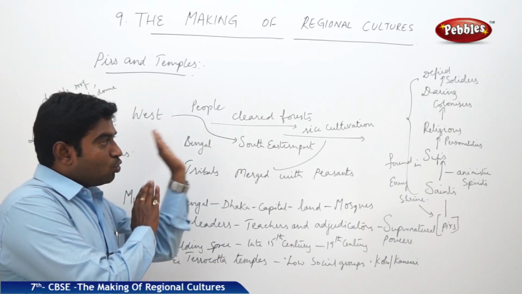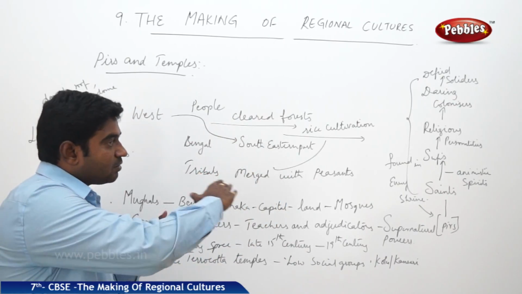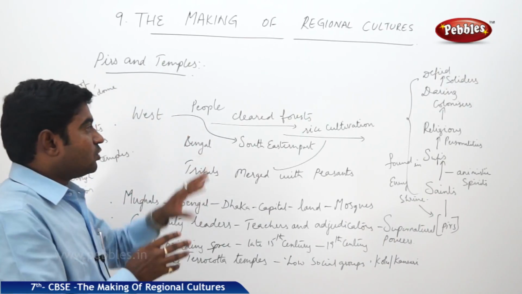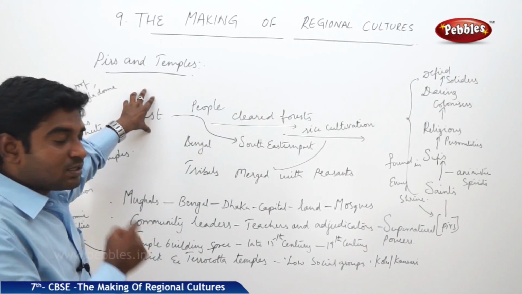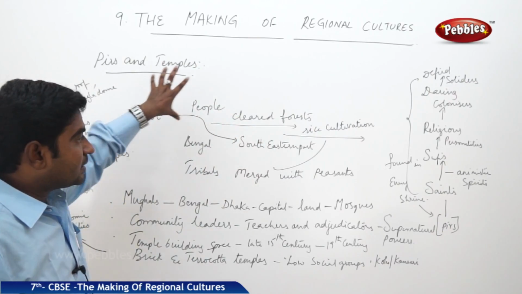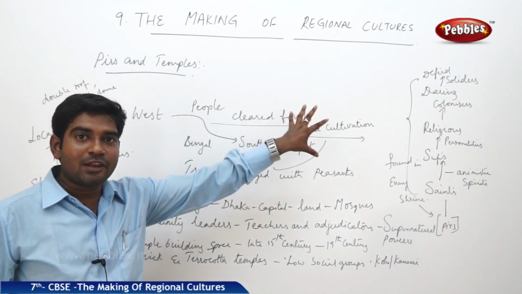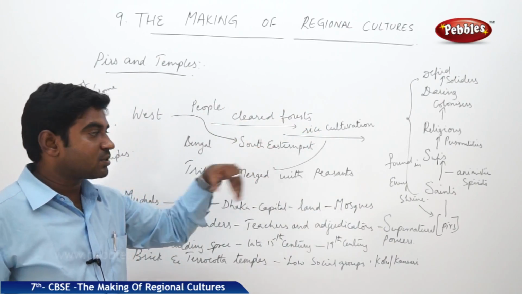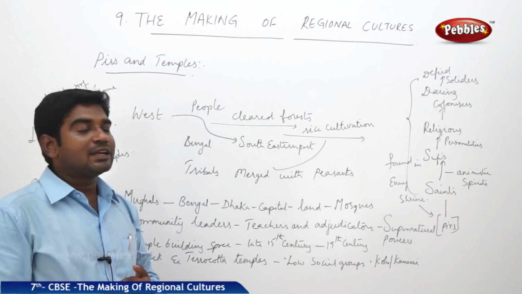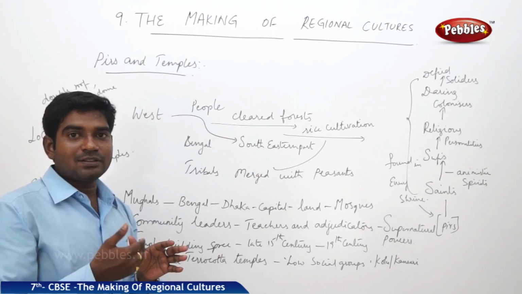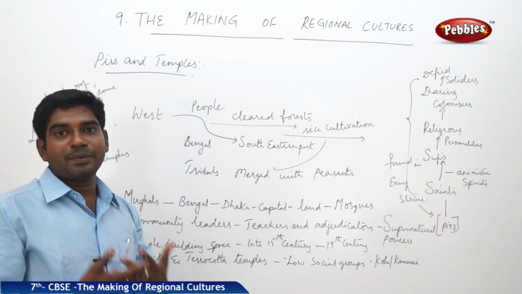As the people started to move towards the east, they started to clear the forest and raise rice cultivation. So people from the western part of Bengal moved towards the eastern part, from the dry lands towards the fertile plains where the forests stood. They started to clear the forest and convert it into rice cultivation areas. And in this process, the tribals got merged with the peasants.